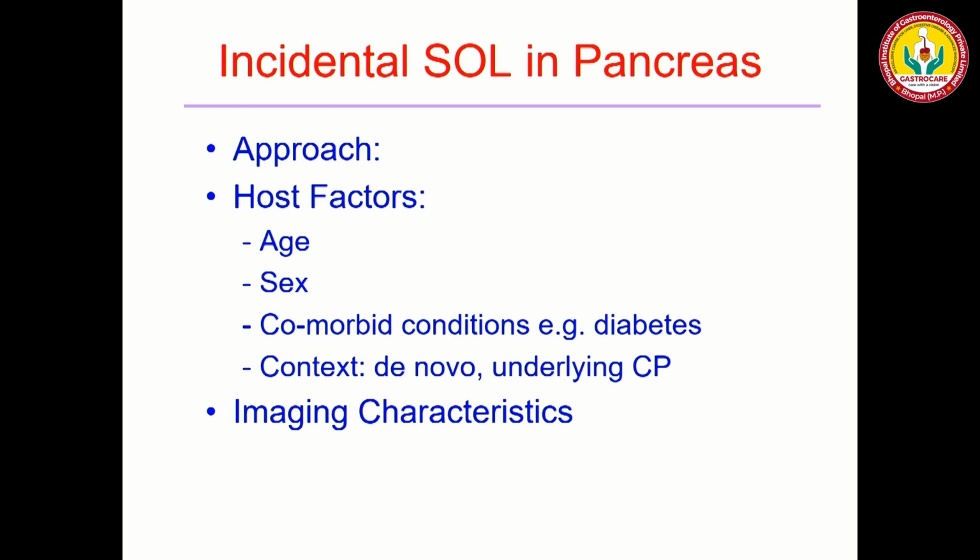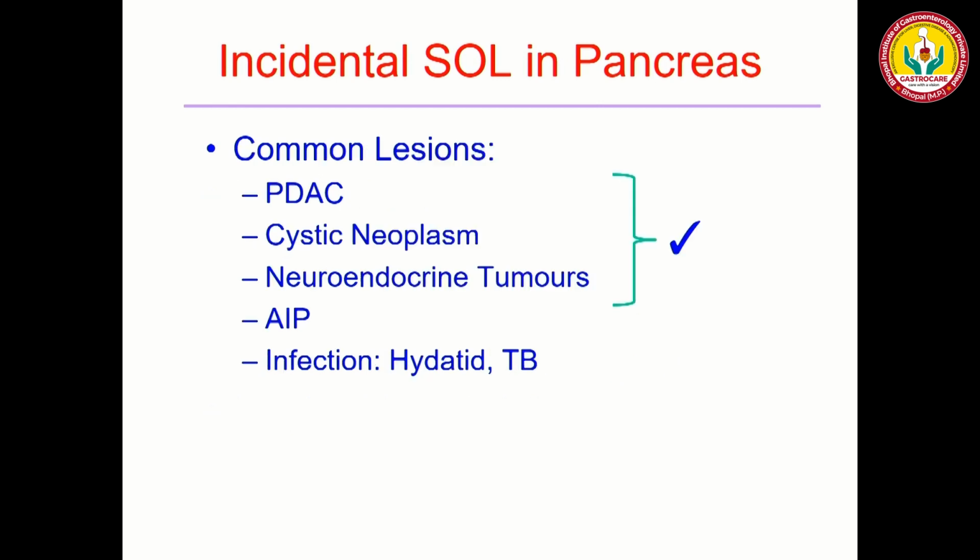When we have to approach these patients in whom you have found a space occupying lesion, the important factors to consider to make the diagnosis and also treatment are age of the patient, sex of the patient, comorbid conditions, for example, underlying diabetes, and whether the lesion has been picked up de novo or there is an underlying disease, for example, chronic pancreatitis, or the patient has had, say, acute pancreatitis in the past. That has a major bearing on the final diagnosis. And then you characterize the lesion on imaging, which I'll come to subsequently.